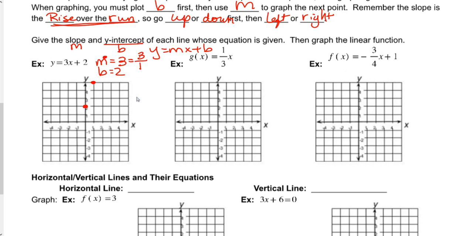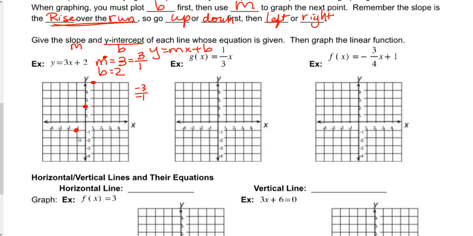Now, this 3 over 1, hopefully you agree, would be the same as negative 3 over negative 1. Those two negatives would make a positive, but in a slope sense, this tells me I'm going to go down 3 in the y direction and to the left in the negative direction 1. So I could also find a point by going down 3 and to the left 1, and notice that falls right in sync with my points for my line.